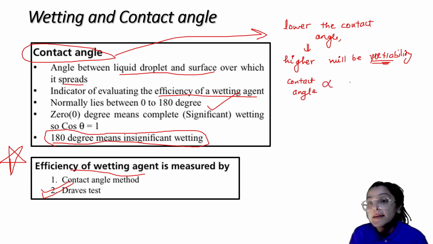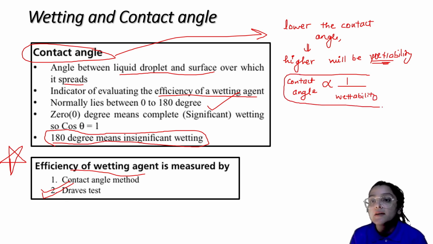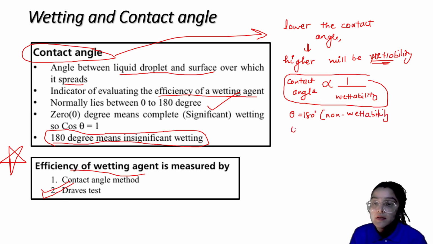Now this contact angle has been found to be inversely proportional to the wettability. If the contact angle is higher, there will be poor wettability. As I've mentioned, if it is around 180 degrees, that indicates a non-wettability condition. Okay, if it is less than 90, if it is like 0 degrees, that indicates your complete wettability, complete wetting conditions.